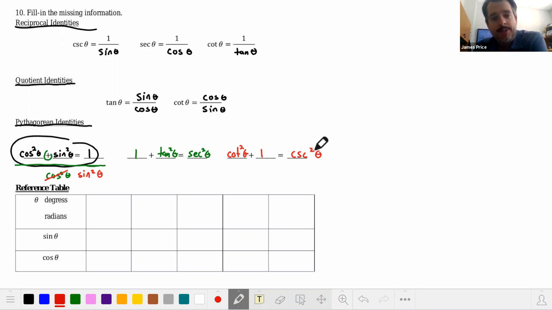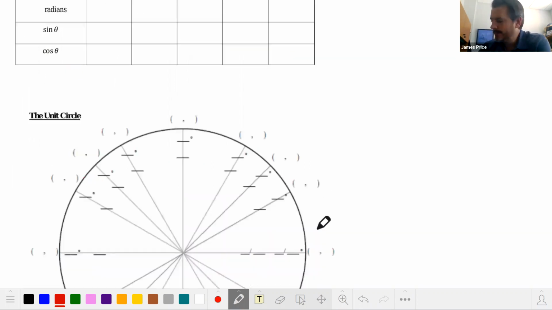And those are the trigonometric identities, the reciprocal, the quotient, and the Pythagorean identities that you need to know to be able to do trigonometry well. And then let's get on to the reference table here.